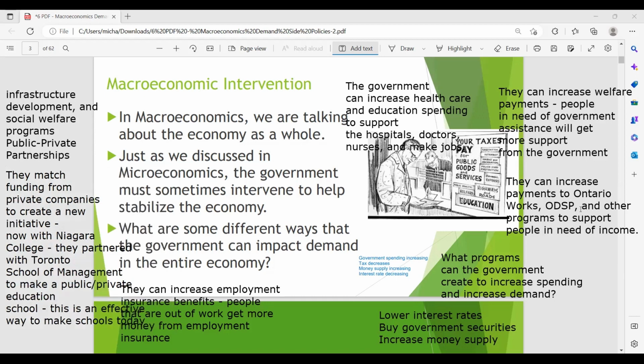Does anyone else have any ideas of what the government can do to impact demand? Negotiate trade agreements with other countries to increase exports, which can increase demand for goods and services. That's great, Lee. Excellent work. Thank you, Lee. A great job, all of you, on the brainstorming for this. I'll take a snapshot of this and send it.